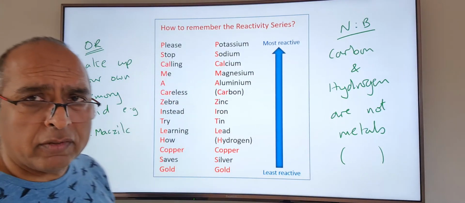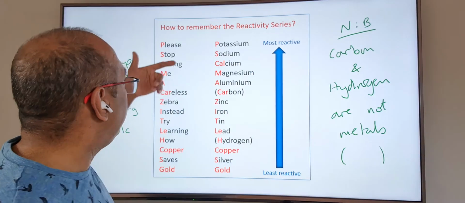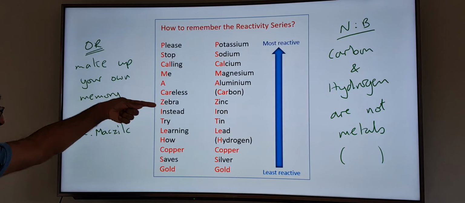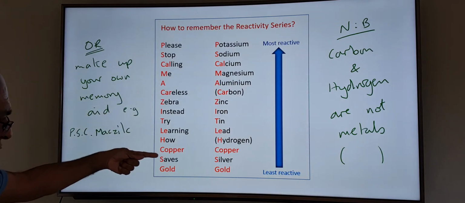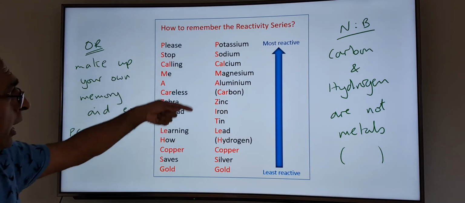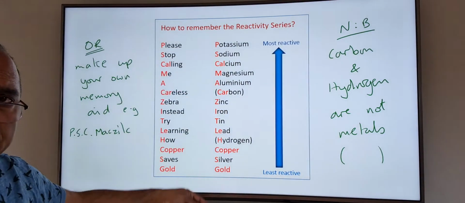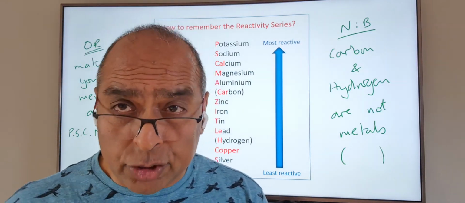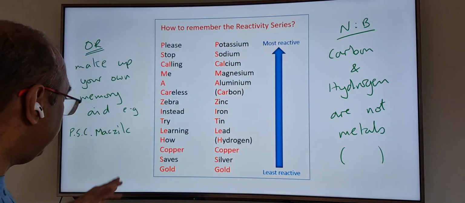Now, I found this on the internet just a few minutes ago. How to remember it? Please stop calling me a careless zebra. Instead, try learning how copper saves gold. And if you look at the first letters, and the first letters correspond to the elements, that might be a way you use to learn a short reactivity series.